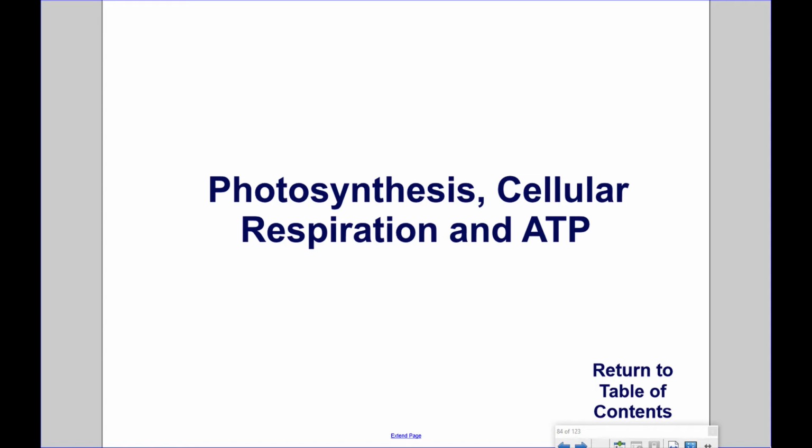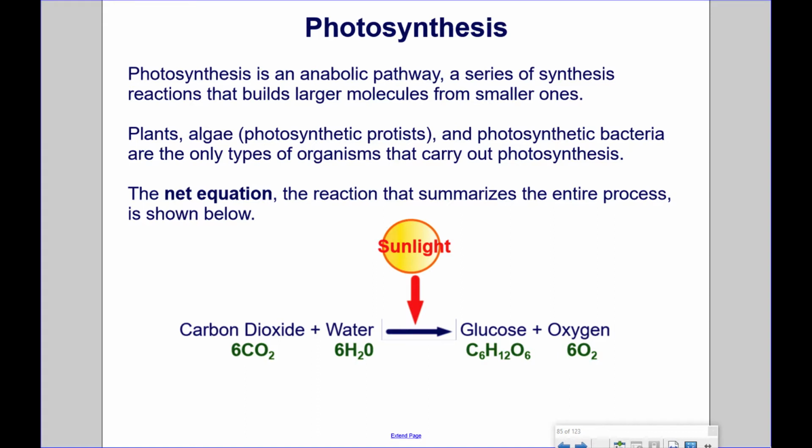Photosynthesis, cellular respiration, and ATP. Photosynthesis. Photosynthesis is an anabolic pathway, a series of synthesis reactions that builds larger molecules from smaller ones. Plants, algae, or photosynthetic protists, and photosynthetic bacteria are the only types of organisms that carry out photosynthesis.